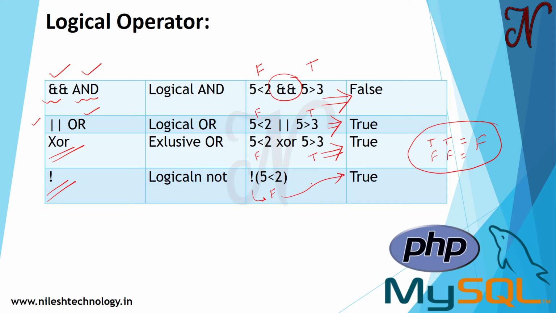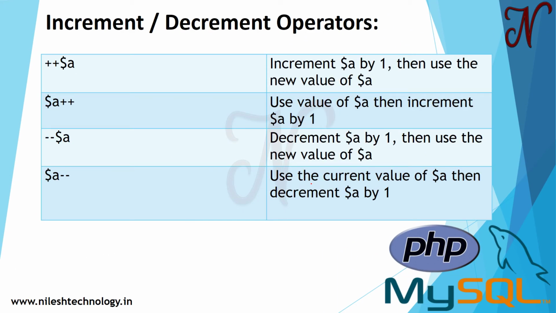Okay, next one is the increment or decrement operator. Plus plus means increment by 1 and minus minus means decrement by 1. These are used in two ways, prefix and postfix. If the operator is used before the operand, it is called a prefix. And if it is used after the operand, it is called a postfix.